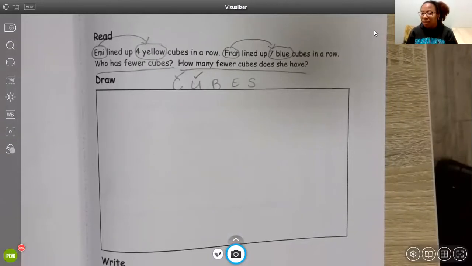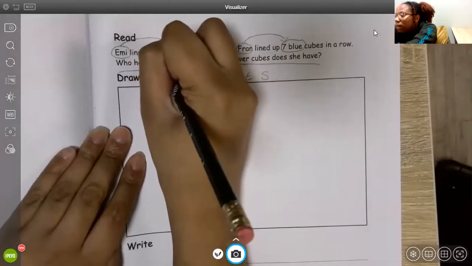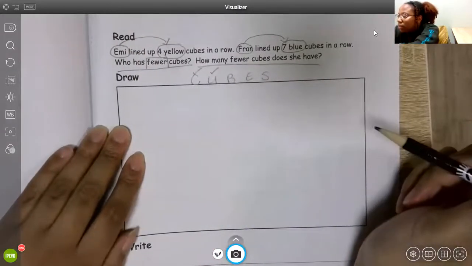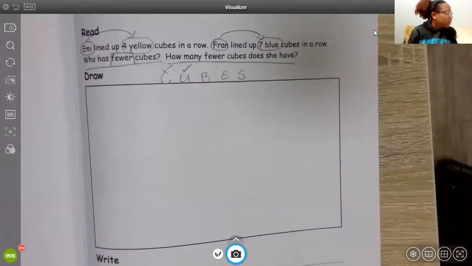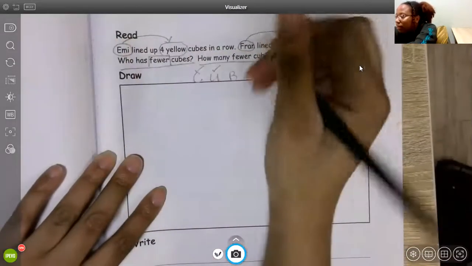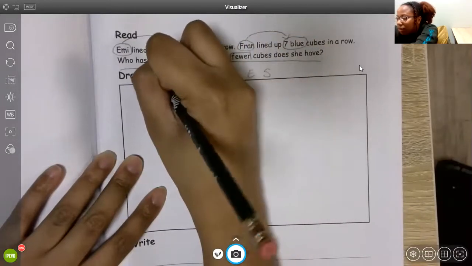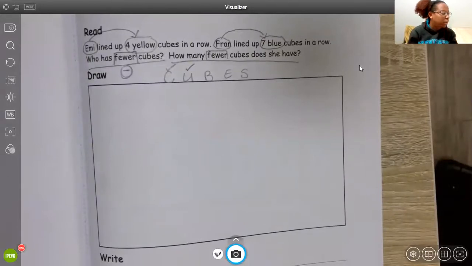Do you have a word or words? So I think the word that will really help me is fewer. So I am going to box fewer. And the word fewer lets me know that I'm going to do subtraction. So let me be sure I write my subtraction sign and I'm going to circle it, so I can always refer back to that.